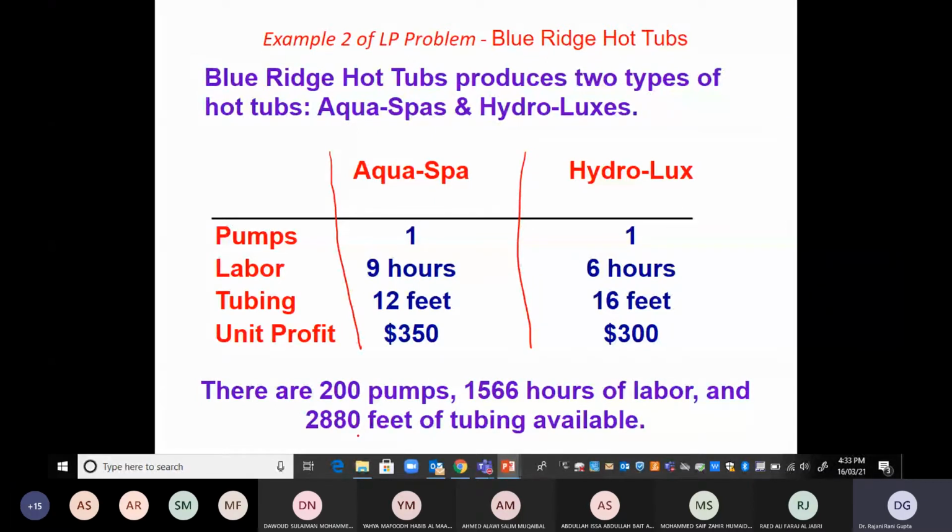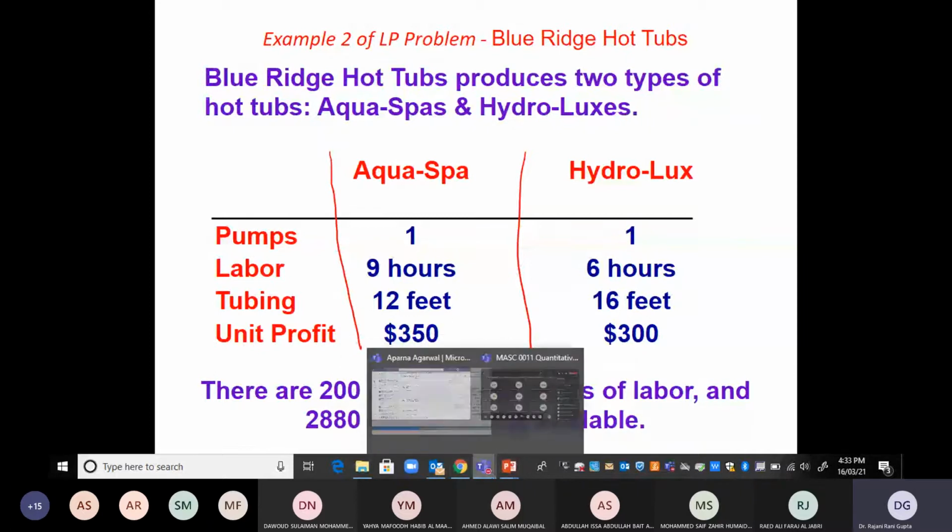So use this information to formulate. Take 5 minutes and do the formulation. Come up with the equations.